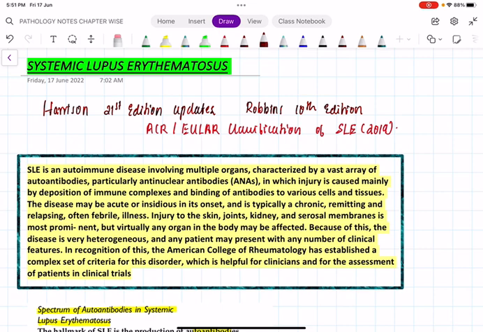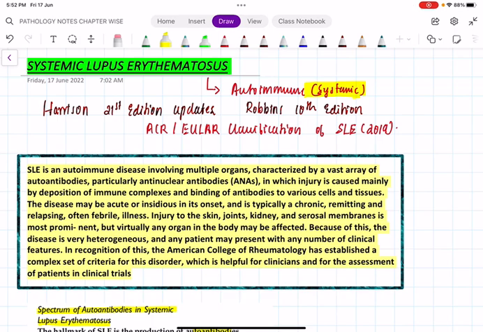So I have included the pictures from the 10th edition of Robbins, from Harrison, and the ACR, American College of Rheumatology, EULAR classification of systemic lupus erythematosus, the 2019 classification, everything. Before going into the topic, let us see what actually systemic lupus erythematosus is. I have already told in my session on autoimmunity that systemic lupus erythematosus is an autoimmune disorder which is going to affect multiple systems. That's why I call it a systemic autoimmune disease.